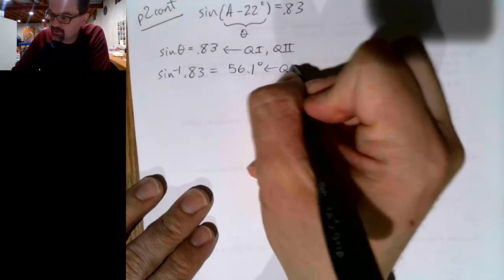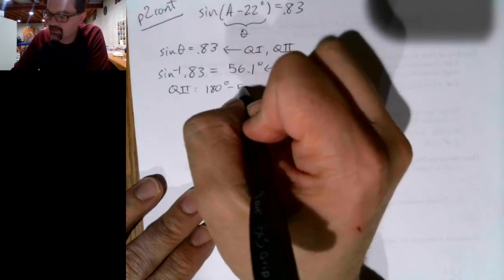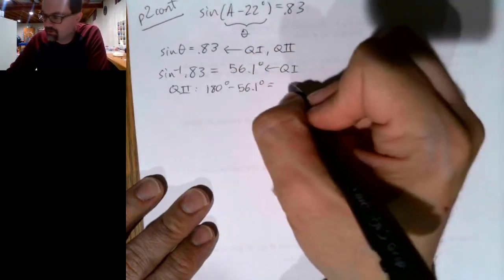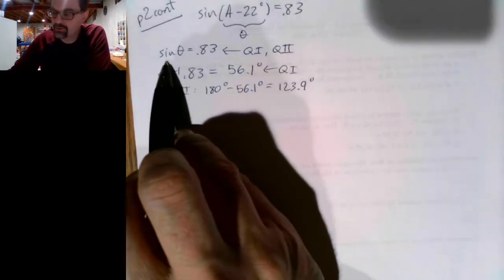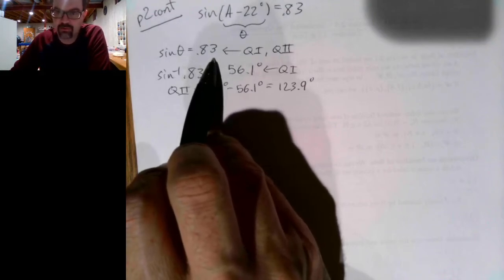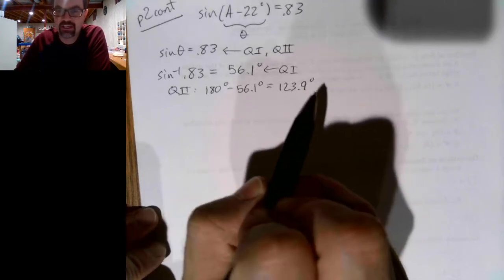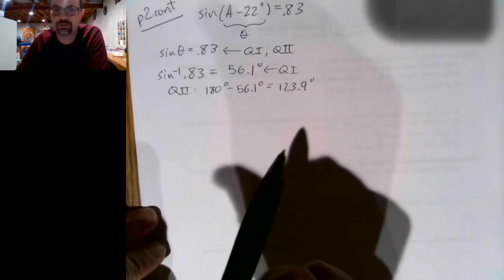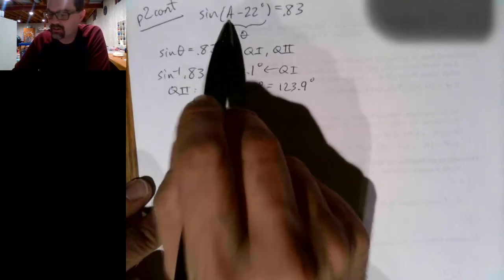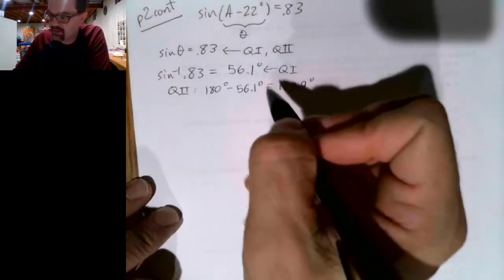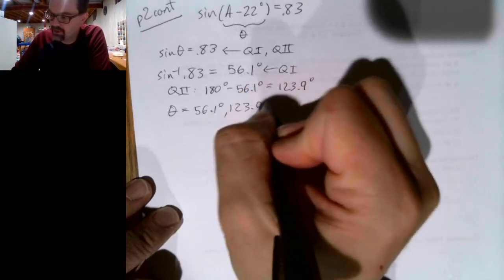So there's our quadrant 1 angle. Quadrant 2 is 180 minus the reference angle. So that would be 123.9 degrees. If we were solving sine theta equals 0.83, we'd be done. We'd have this one, we'd have this one. We would just add 360k to both of those to get all the coterminal solutions too. But we're not solving for theta, we're solving for the variable a. So theta is 56.1, or 123.9.